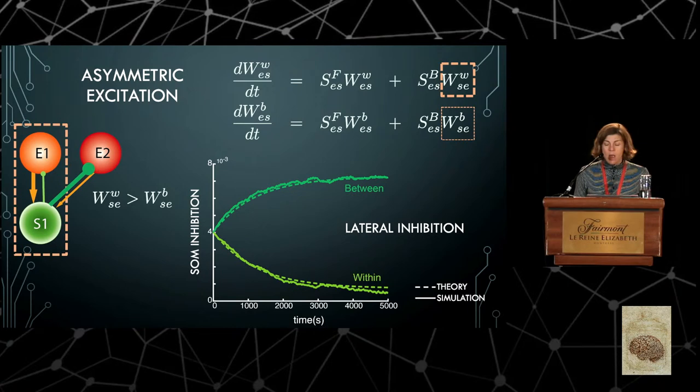In contrast, if we set the excitation from within a population, E1 to S1, to a much stronger value than the excitation between networks, E2 to S1, the network actually evolves, and this is just in baseline initialization, to a network that can support lateral inhibition. Now, this is a very interesting dynamic that could mediate some really interesting assembly dynamics. So let me take you through some of that.